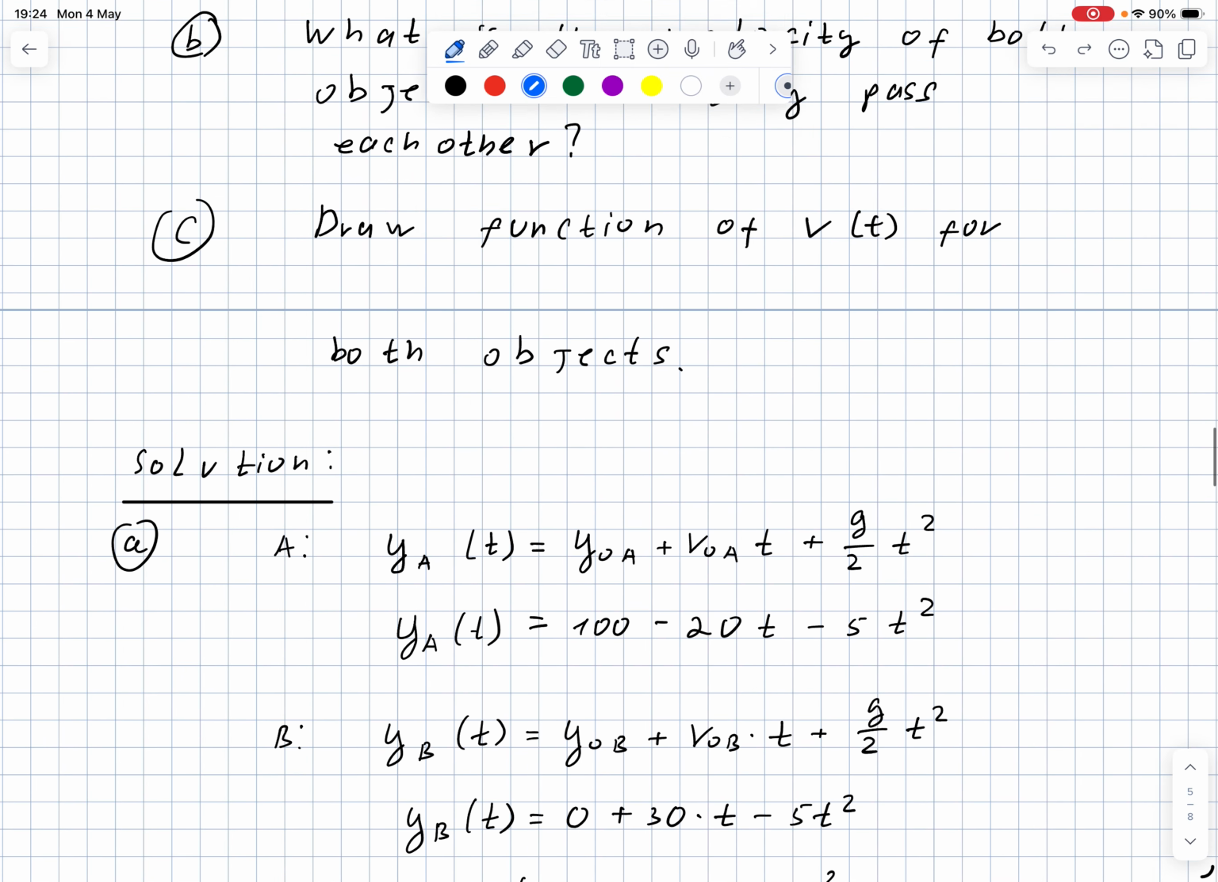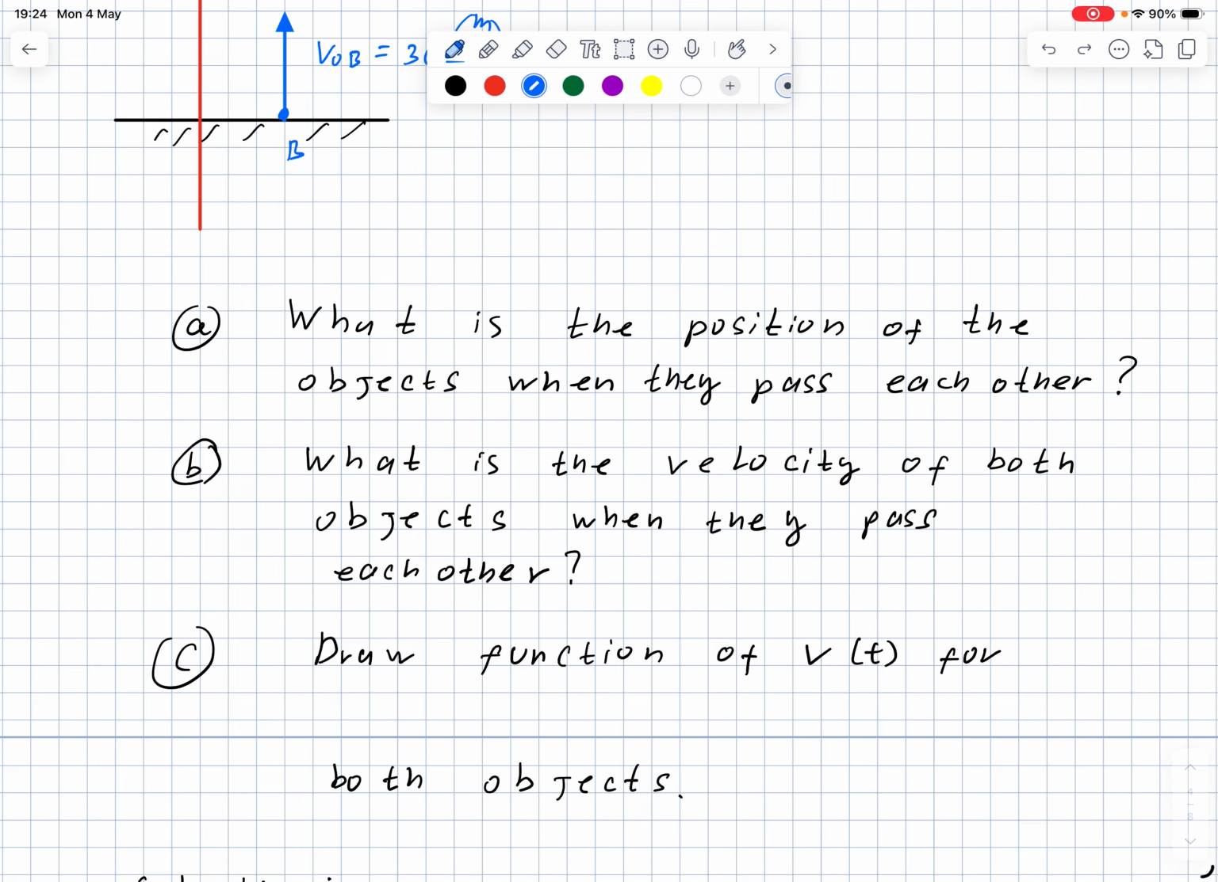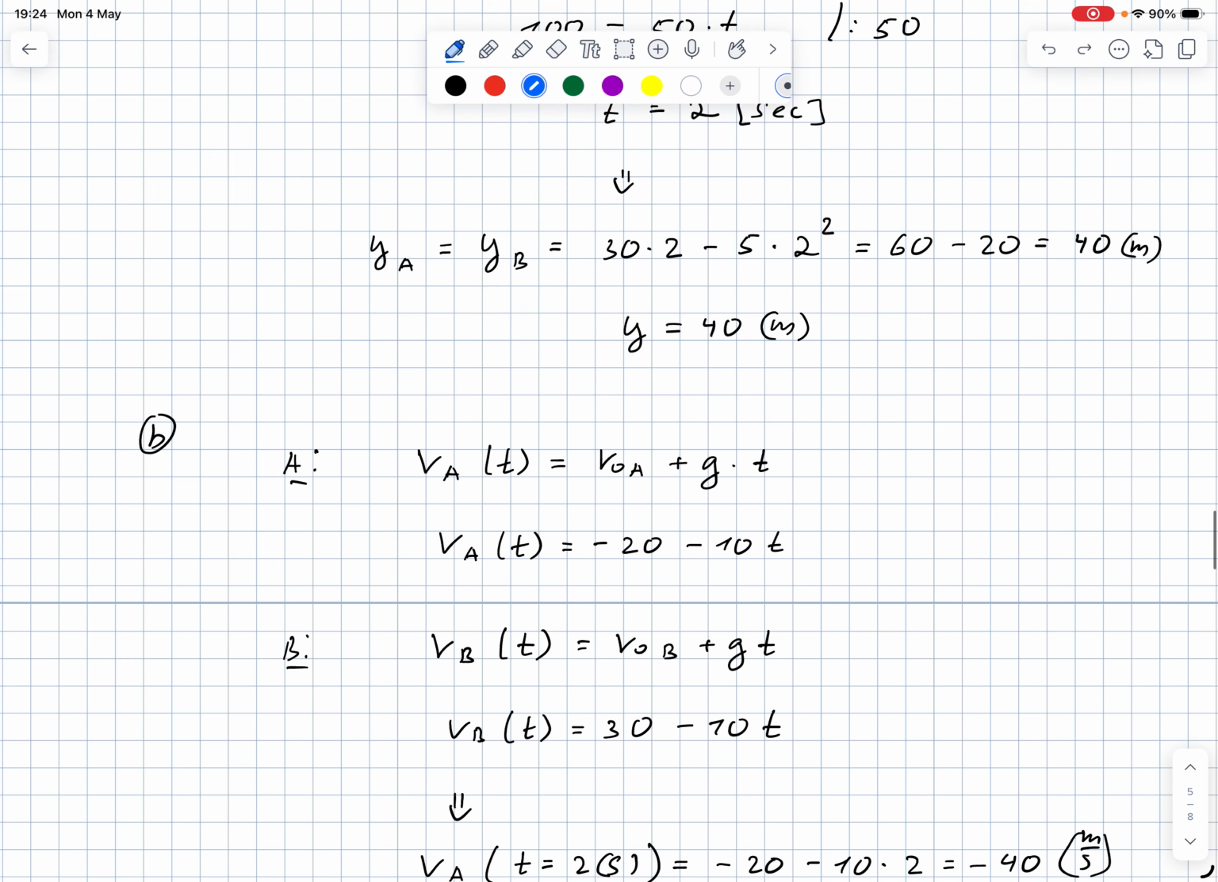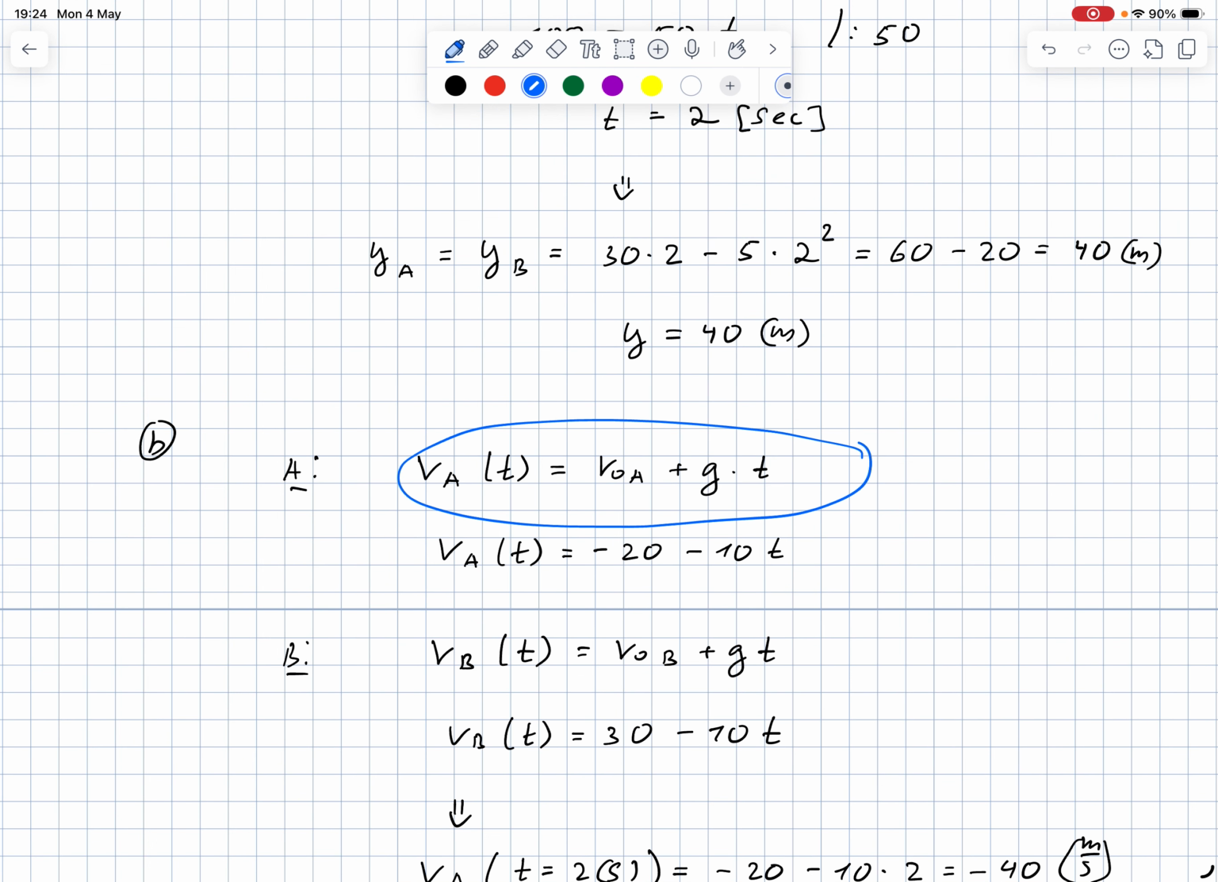Now let's see about part B. What is the velocity of both objects when they pass each other? To answer this part, we're going to use this formula. Again, I also use this formula, however, I said that t0 is 0. Now, let's substitute v0 of A by minus 20 again, because the direction of this velocity is opposite to the y-axis. The same goes for g.